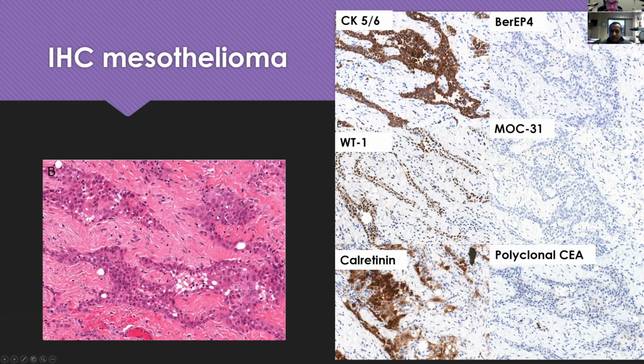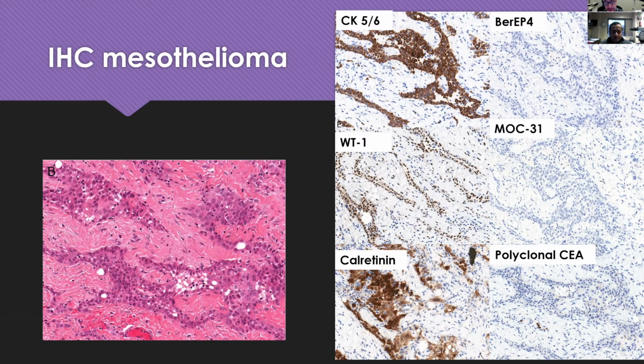On the left here, we have the classic features for an epithelioid type of mesothelioma. We have these epithelial appearing cells that are invasive into the surrounding tissue. In some cases they can have more tubular papillary structures, but in this one I think they have more of a sheet-like infiltrative growth appearance.